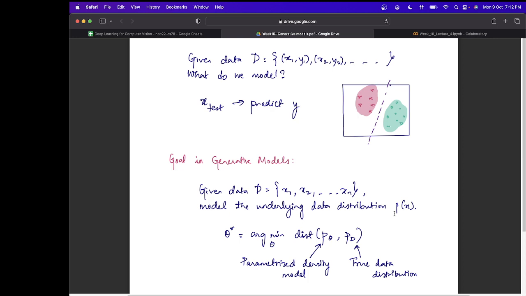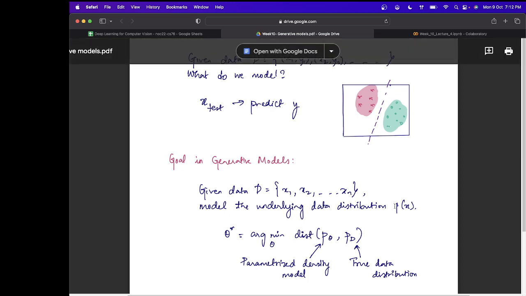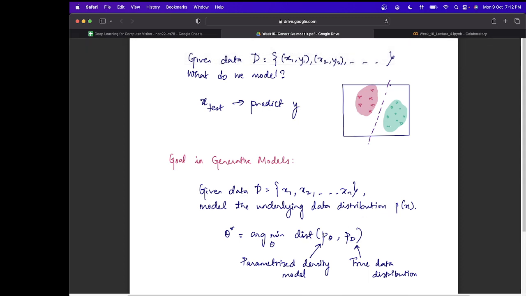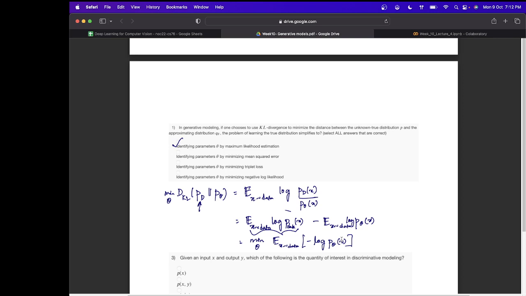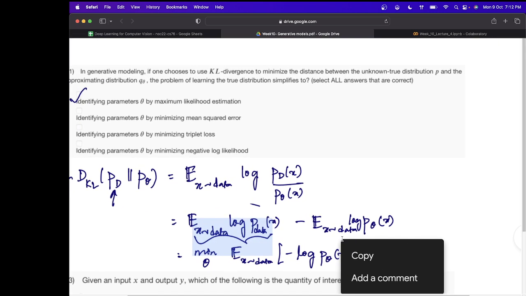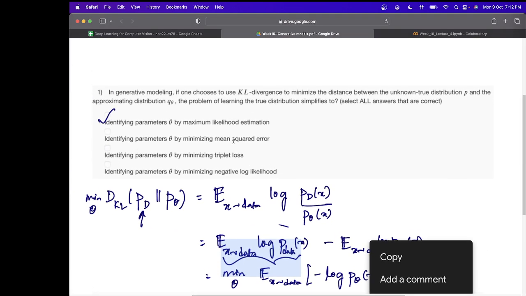So we do not have access to the true data distribution, which is given by this p d. And we want to approximate it by a parameterized distribution p of theta, where the parameters are learnable. So we want to learn the parameters in such a way that this p theta is as close to p d as possible. Okay, so I have a couple of questions here which will probably help us in learning the concepts a little bit better.